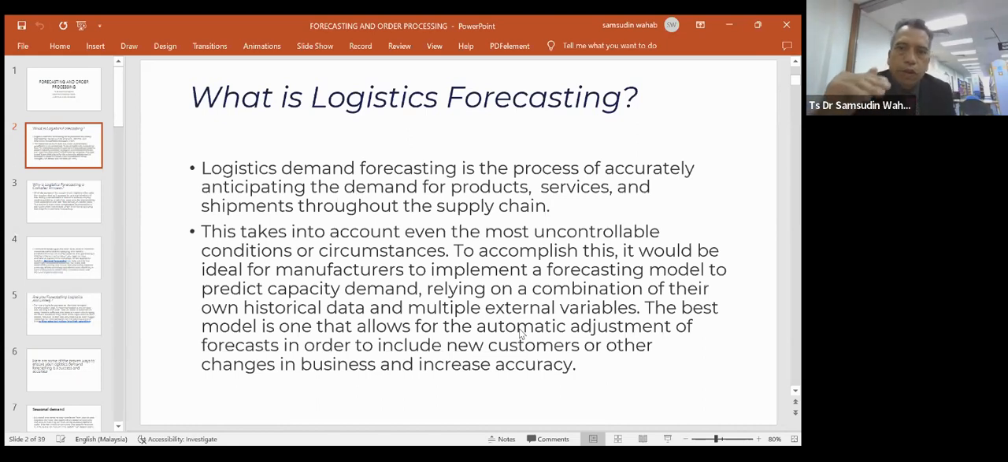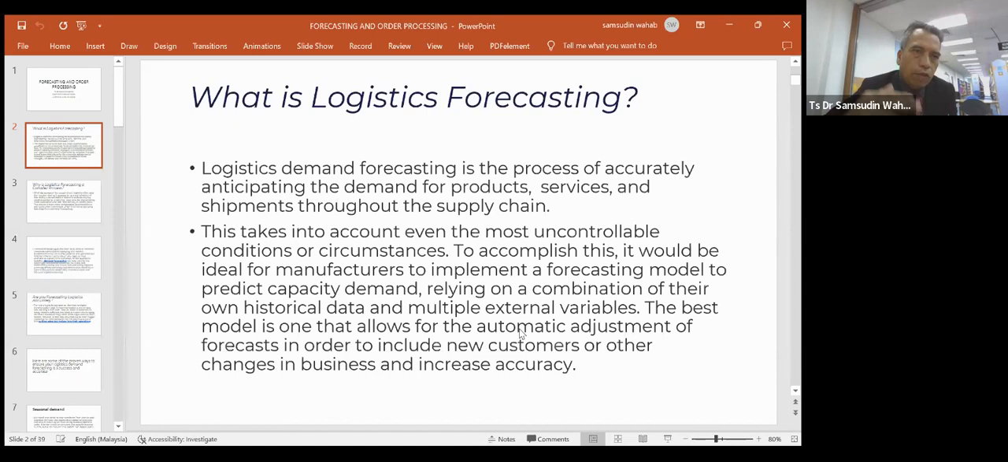And also maybe the demand for services. The demand is not only for the product, but also for the services, and the demand for shipments, the number of scheduled shipments we're going to have in the future, 3 months, 4 months, 5 months, 6 months coming. And how to do the forecasting based on our supply chain system that we have already experienced, maybe from the previous 6 months of data, from the previous 3 months of data. From this data we can come up with the forecasting.